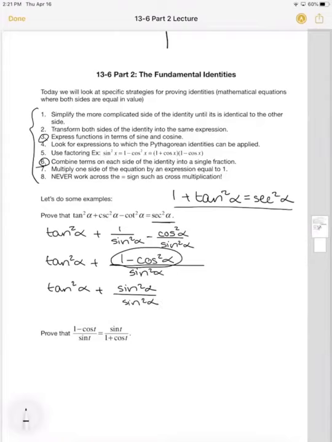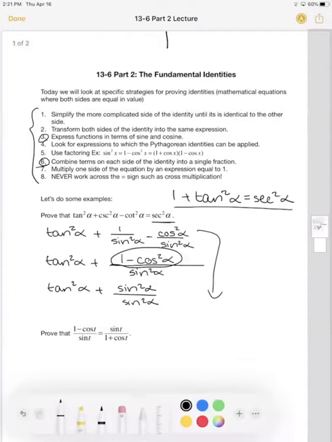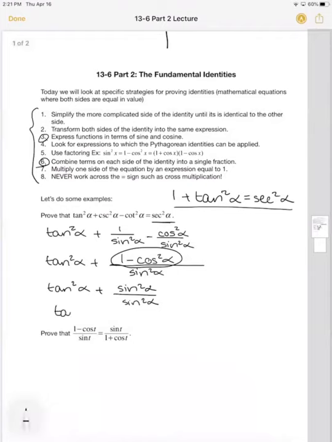Now, you don't have to keep writing equals secant squared alpha all the way down the side over here. So don't worry about that. We're just going to go ahead and get the left side to equal secant squared alpha. So now I've got the tangent squared alpha plus 1. And what is the tangent squared of alpha plus 1? I've run out of room, but I'm going to squeeze it in here: the secant squared of alpha.